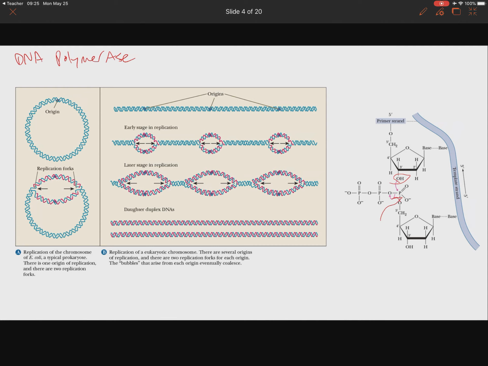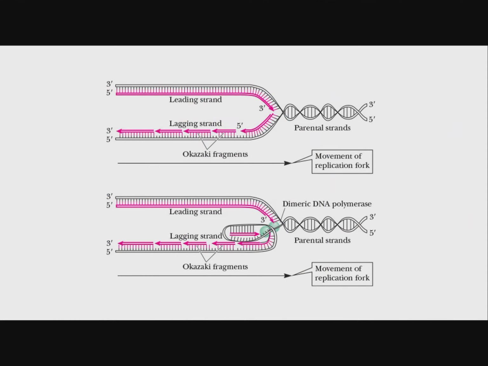So this causes an elimination of a pyrophosphate. That would be these guys. And the formation of a new phosphodiester bond. So DNA polymerase comes in here and catalyzes this reaction. Now, let's talk about the modes of polymerization.